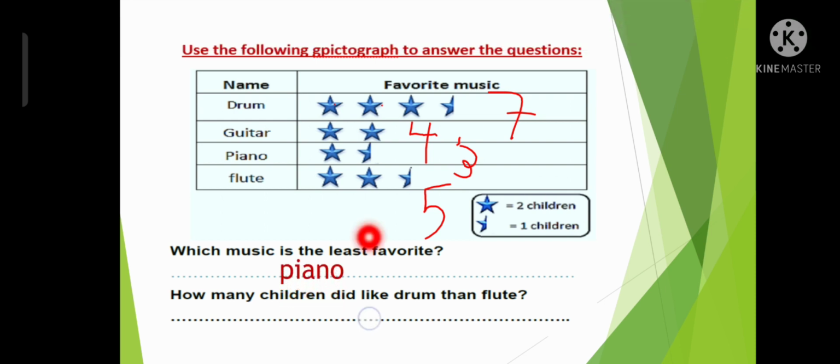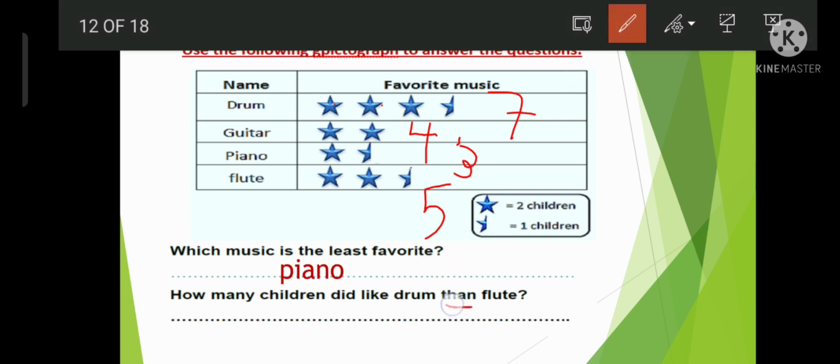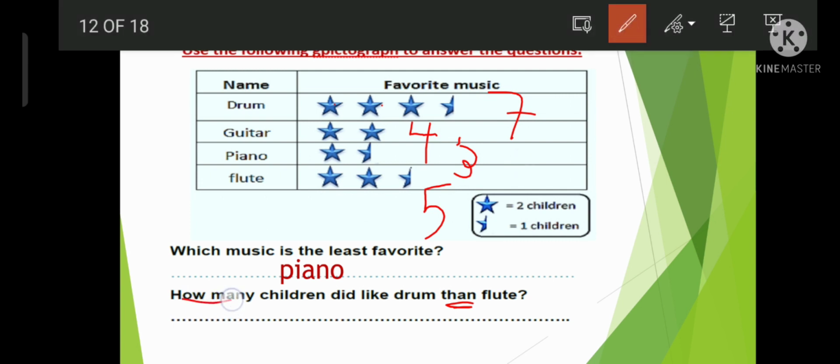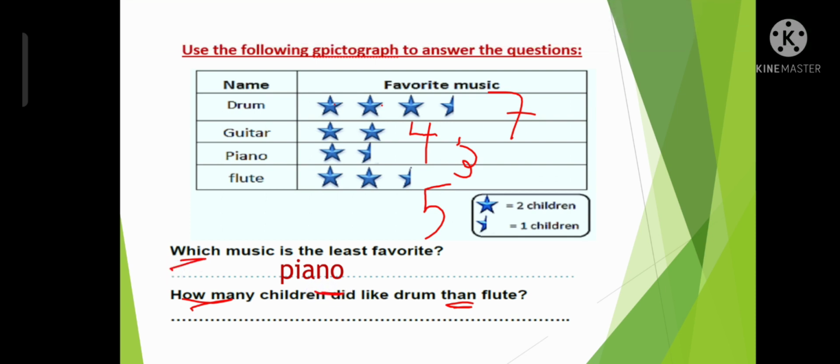How many more children liked drums than flute? Like more than, so we make subtraction. We write digits, and we write words. So how many more children liked drum than the flute? Drum, 7. 7 minus flute 5. 7 minus 5 equals 2.